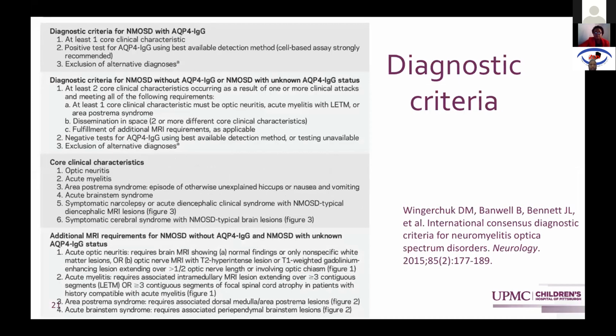Now that we know these core characteristics, you can diagnose someone with NMOSD when they have at least one core characteristic and a positive test, and you've excluded all other diagnoses. So this would be NMOSD with aquaporin positivity. In those with negative antibody status, you need at least two of those core clinical characteristics. You need, in addition, dissemination in space. That's, again, two or more different core clinical characteristics, and fulfillment of other MRI requirements is applicable. And of course, you have to have excluded all other alternative diagnoses.